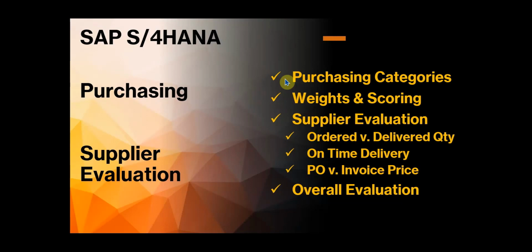In this video, we'll be looking at supplier evaluation in SAP S/4HANA. Firstly, we'll be touching on how you set up purchasing categories and what it's used for, then the important weights and scoring that is used in the process, then the apps doing the actual evaluation. We'll be looking at ordered versus delivery quantities, on-time delivery, purchase order prices versus your invoice prices, and then lastly, the overall evaluation, which incorporates the quantity, on time, and your pricing.